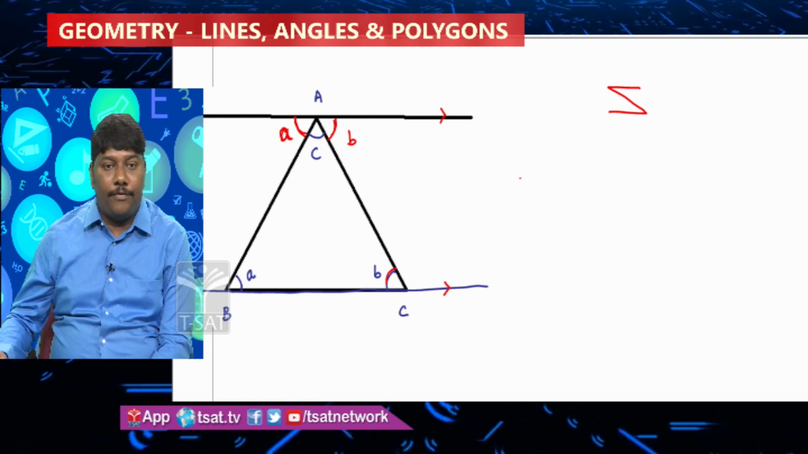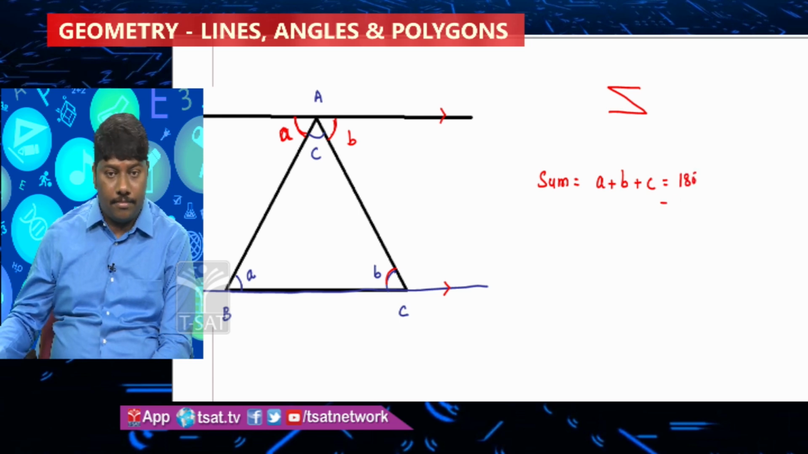Therefore, what is the sum of interior angles? Sum is equal to angle A plus angle B plus angle C. So therefore, the angles in a triangle sum to 180 degrees because they form a straight line. See here, it is forming a straight line. Therefore, angle A plus B plus C is equal to 180 degrees.